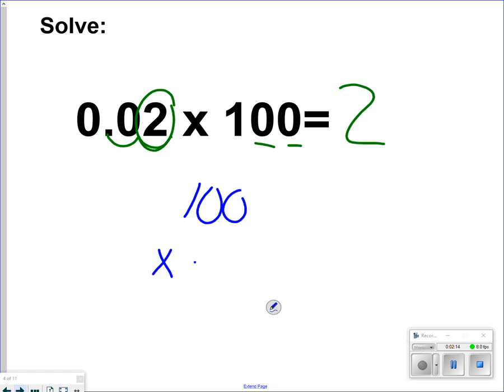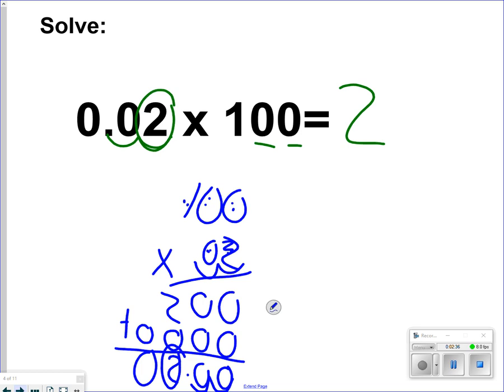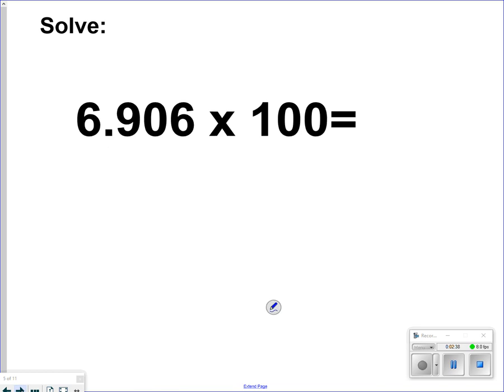100 times 0.02. Watch closely. 2 times 0 is 0. 2 times 0 is 0. 2 times 1 is 2. Place value holder. 0 times 0 is 0. 0 times 0 is 0. 0 times 1 is 0. I'm going to add these up. 0, 0, 2, 0. 2 numbers after the decimal. I am left with a 2. Perfect.